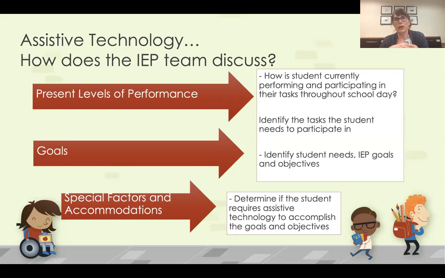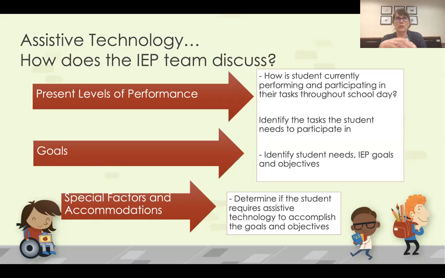And this is the point where I like to tell everybody, make sure that you put assistive technology on the special factors page and on the accommodations page. Sometimes it's on one page or the other, and somebody looks at one page or the other, and it gets lost in the cracks.